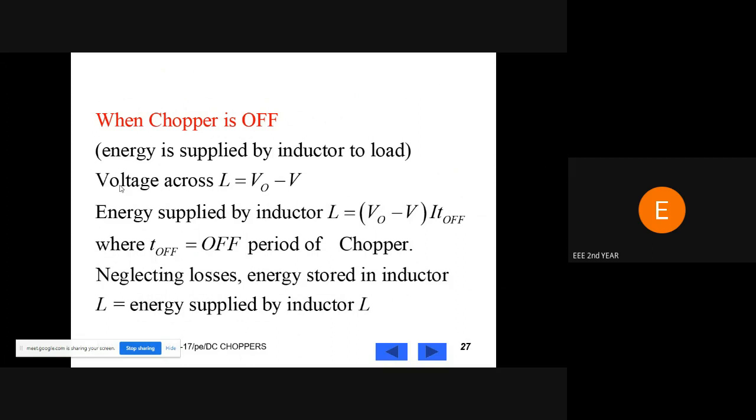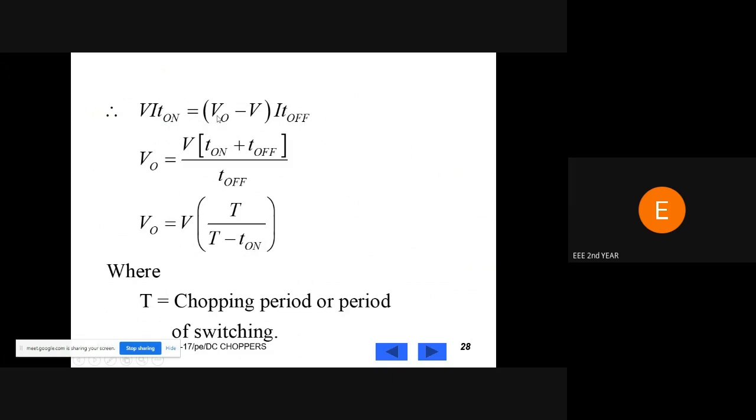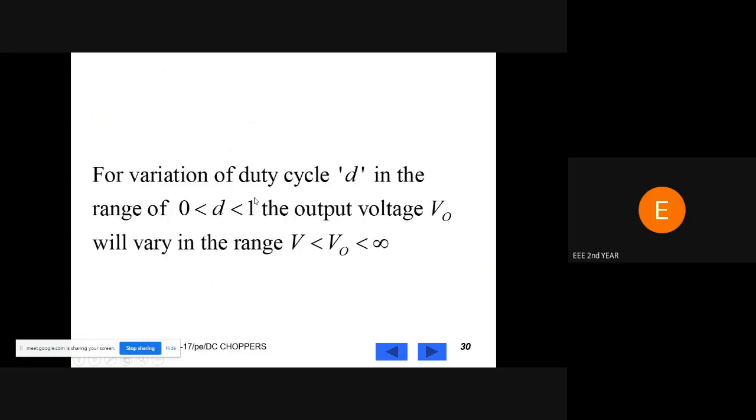Neglecting the losses, the energy stored in the inductor equals the energy supplied by the inductor. So V I T on is equal to (V naught minus V) I T off. So V naught equals V into (T on plus T off) divided by T off. T on plus T off can be taken as T, and T off can be calculated as T minus T on, where T is the total time period of the chopping.